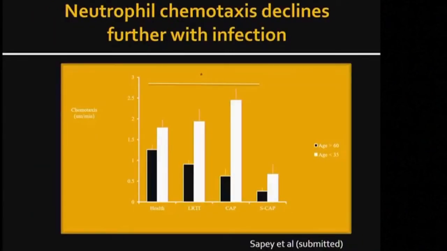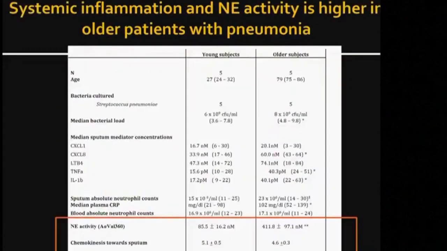But you're probably thinking, but when they've got pneumonia, the neutrophil will be primed and they'll behave wonderfully. No, it actually gets even worse. So my colleague Liz Sapie, this is the comparison of the healthy young and the healthy old, the chemotaxis. But when you look at lower respiratory tract infections, community-acquired pneumonia, and sepsis with pneumonia, actually it gets even worse in the older subjects. And when you get an extreme situation like sepsis, even the younger person's neutrophils don't cope very well. So at times of infections, the neutrophils have even lower chemotaxis.